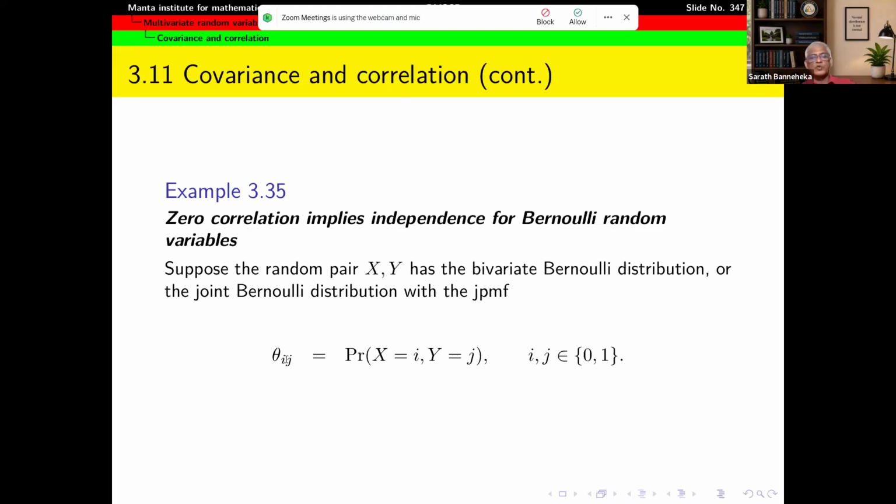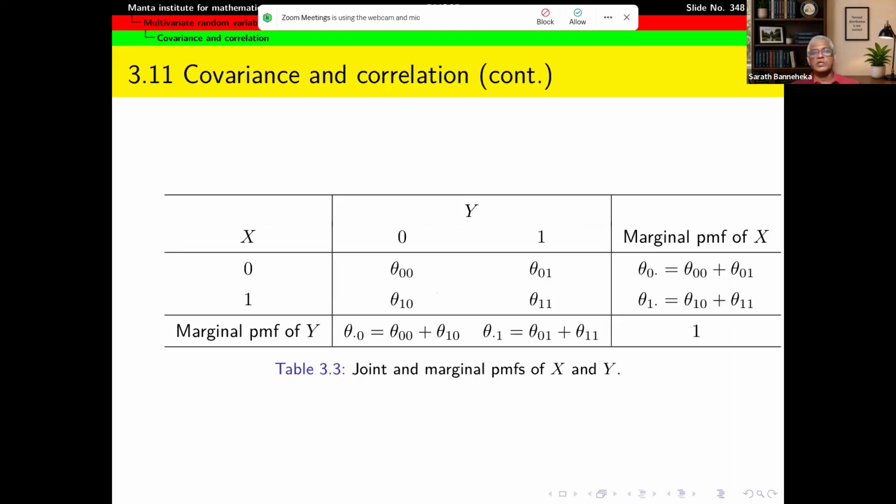So there are four possibilities: theta 0,0, theta 0,1, theta 1,0, and theta 1,1. Those probabilities we can show in a table like this, with x taking value 0 or 1, and y taking 0 or 1. This is the probability that x equals 0 and y equals 0, theta 0,0. It is the notation, and similarly the other ones.